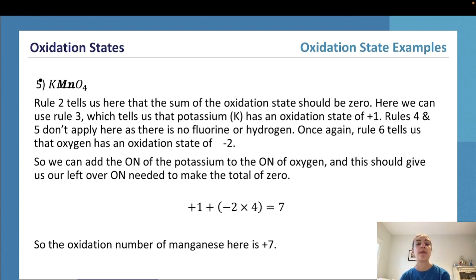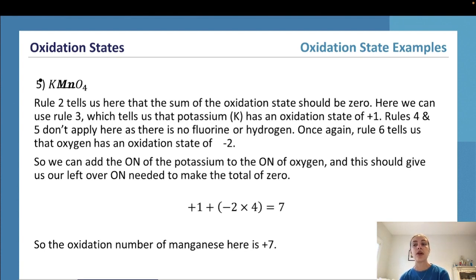So if we've got minus 2 times 4, that's going to give us minus 8. But then we do minus 8 plus 1 because of the potassium, and that gives us minus 7. So if our oxidation state without the manganese is minus 7, and we want to get it to 0, that tells us that the oxidation number of manganese is going to be plus 7.